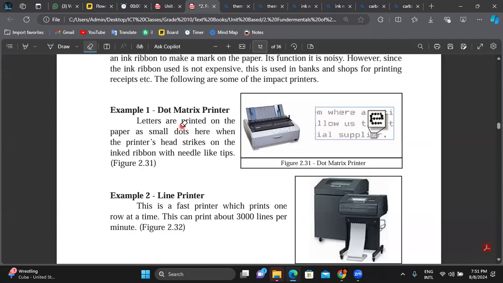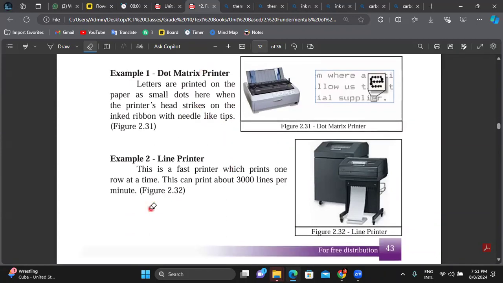So the difference between the dot matrix printer and the line printer is that the dot matrix printer prints using the head, using a needle-like tip. You see, needle-like tip. Small, they type letter by letter. But the line printer is not like that. Those are faster than dot matrix printers. These printers print one line at a time and can print about 300 lines per minute. You got an idea, right?